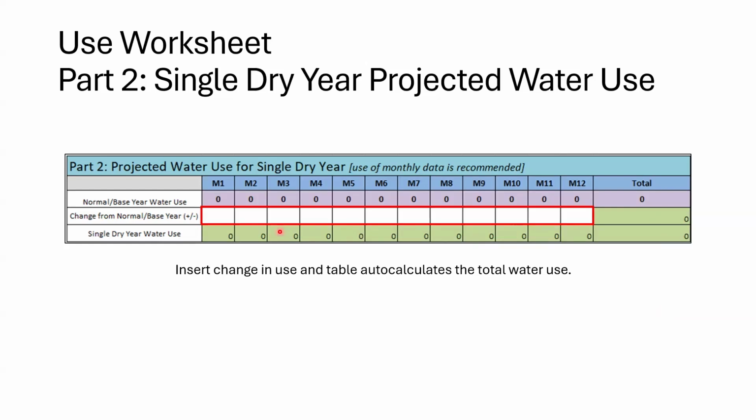Notice that this part is not separated into use sectors. We felt that it might be a bit difficult to project that for a single dry year, so it's not there. However, if you want to do it by sector, you can also alter part one to do that. But this just gives you an overview.